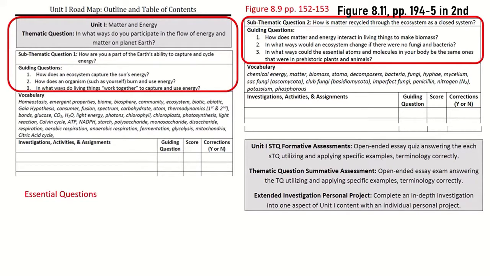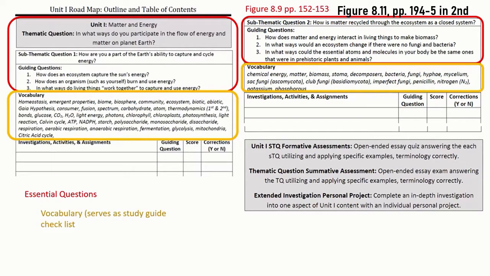So here are all the questions we're going to be answering during this unit. It's got the thematic question, the sub-thematic question in my case, and then the guiding questions. So right there is their outline of what we're going to learn. And then in this case, I provided a vocabulary list for each unit. I did that because it is a very content, information heavy subject, and because of the assessments I was using, I wanted them to have this as almost a checklist for a study guide.